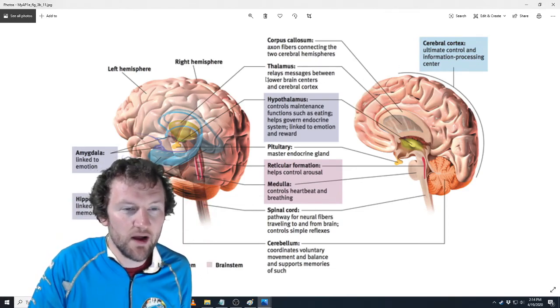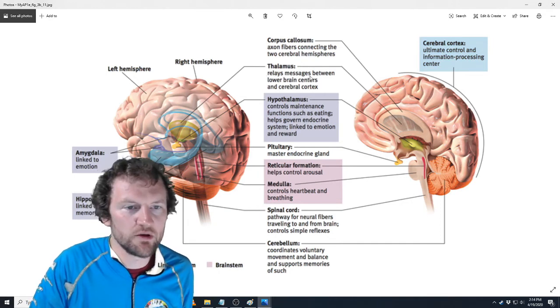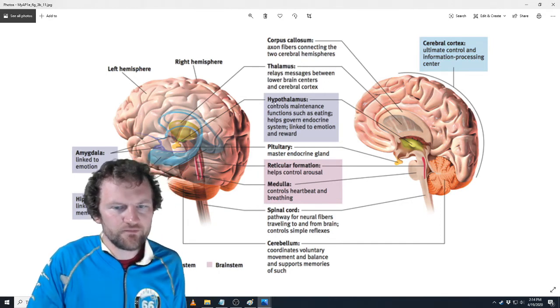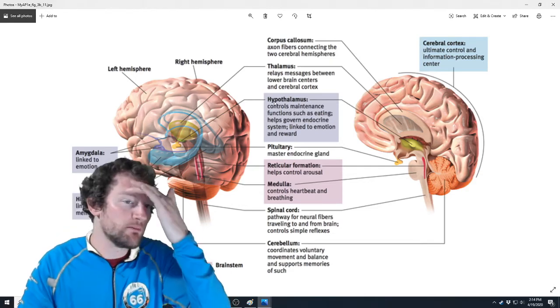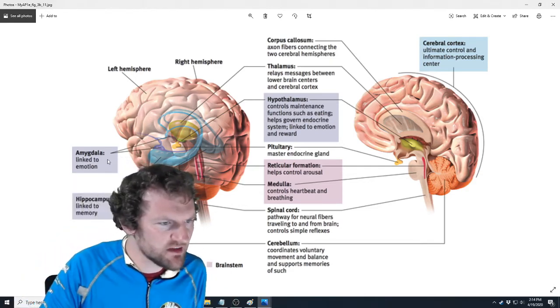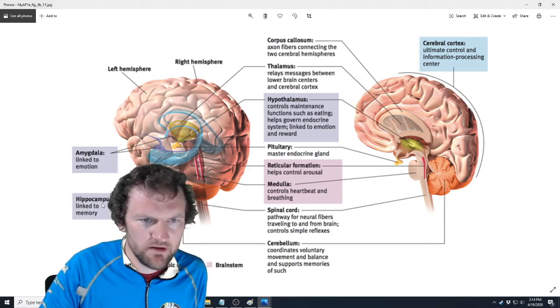So thalamus is the routing area. It says relays messages between brain areas here. Then the actual parts of the organs inside of the brain would be made up of things like the hypothalamus, the amygdala, and the hippocampus, at least listed here.